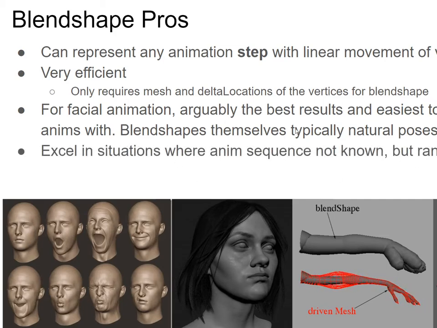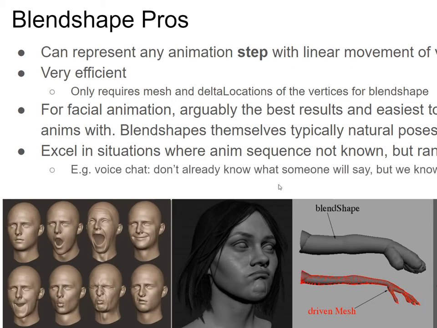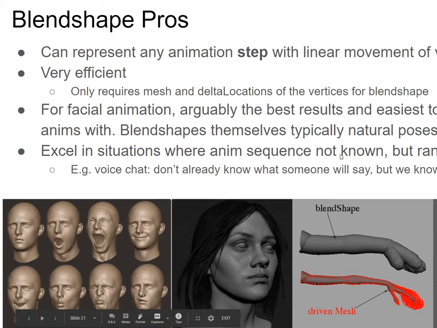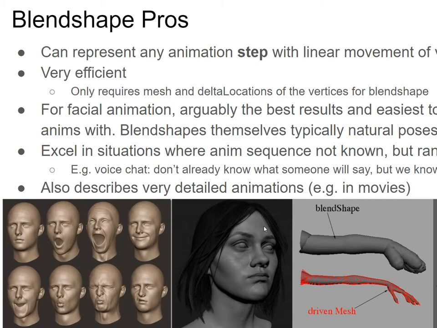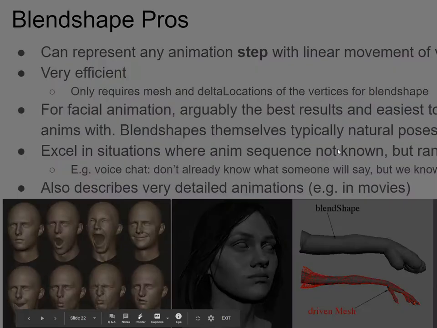Blend shapes excel in situations where the animation sequence is not known, but you do know the range of possible motions. Like I mentioned, voice chat: you don't know what somebody will say, but you know what syllables look like. So if you use NLP, you can figure out how to get from some audio sequence to the words, to the syllables, to the blend shapes, and so on. Also, we can use blend shapes to describe really detailed animations, just like geometry caches, such as in movies, or those examples that I showed you before that were in Unreal.